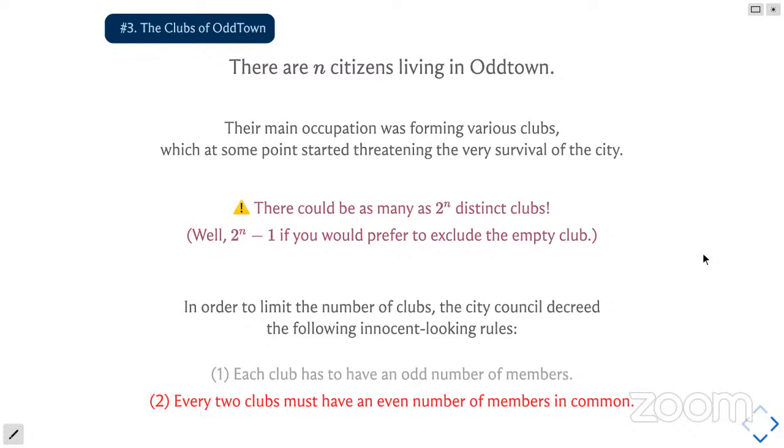Yes, we do allow 0 to be even. So you could have clubs that are fully disjoint, and that would be fair play.